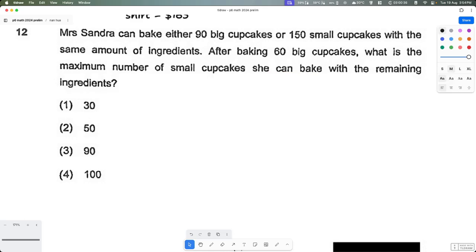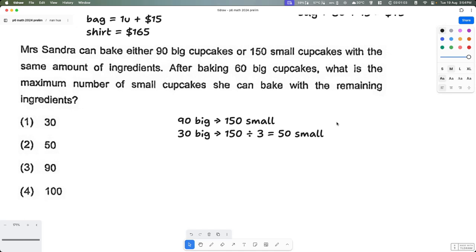So basically 90 big is equal to 150. So 30 big is equal to 150 small, sorry, 150 small. So basically you just divide it by 3. So 150 divided by 3 is equal to 50 small. So 30 big can bake to 50 small, right? Or 30 additional small to the 150, right?